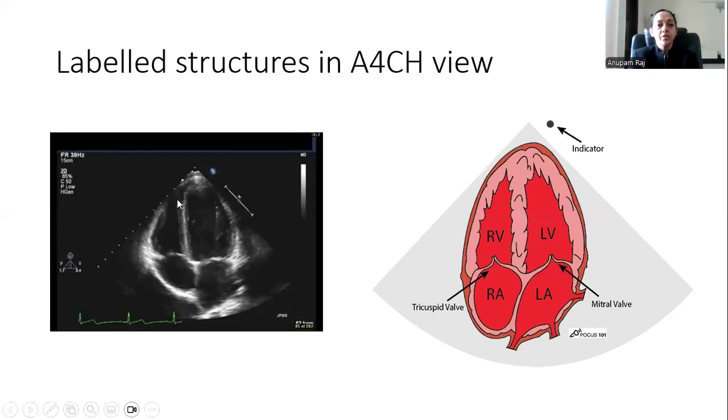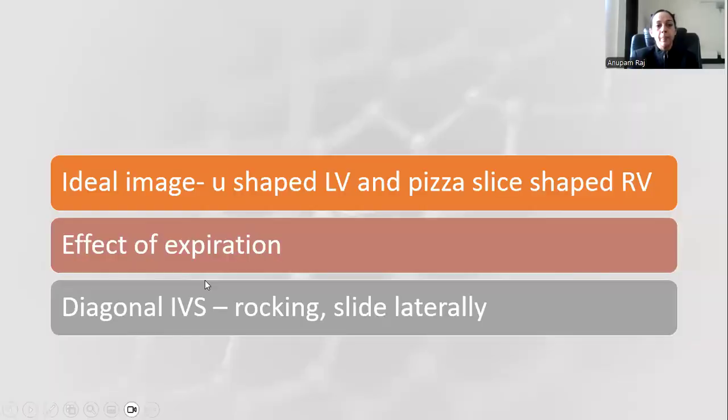Now, the structures that we will be seeing: the ideal image should have an absolutely straightened interventricular septum. In a normal patient, a large U-shaped LV and a V-shaped right ventricle would be seen. However, the size and shape can vary depending upon the patient's pathology. And then the right and left atrium will also be seen. Now, when the patient expires, the image tends to improve because it takes the lung shadow away from the heart, and that's how it helps.